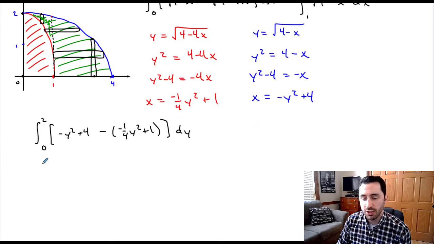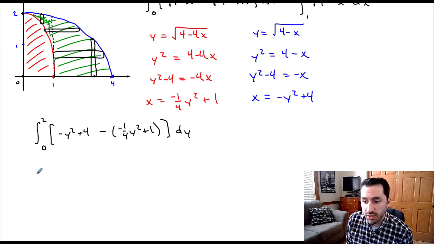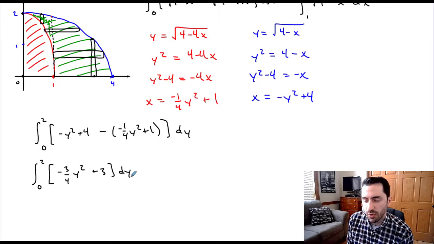And I'm actually just going to evaluate the second one just so we can see what the answer would be. So let me simplify inside the parentheses a little bit. So we have our integral from 0 to 2. And let's see, so distributing that negative, this is going to turn into positive 1/4 y squared. So negative 1 plus 1, so that's going to be 3/4, negative 3/4 y squared. And then we have positive 4 and minus 1, so that'll be plus 3. And we have our dy.